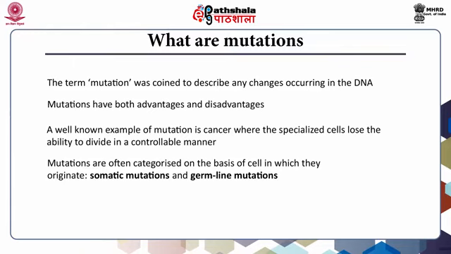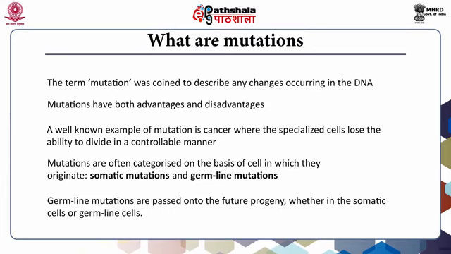Mutations are often categorized on the basis of the cell in which they originate. So, they are called either somatic mutations or germline mutations. If they are in the somatic cells, they will be called somatic mutations. If they are in germline cells, they are called germline mutations. Germline mutations understandably are passed into the future progeny, whereas somatic mutations cannot necessarily be passed into future progeny.